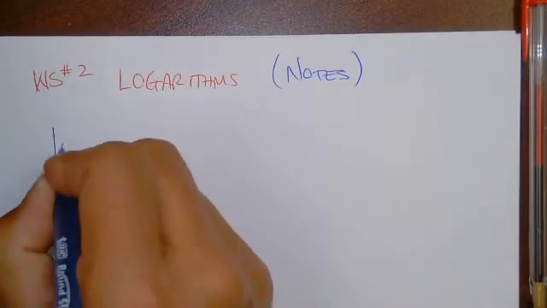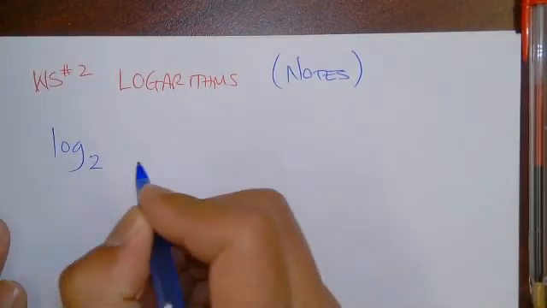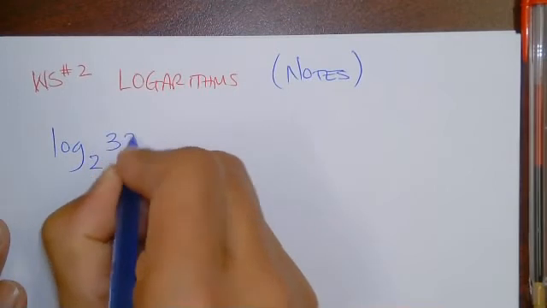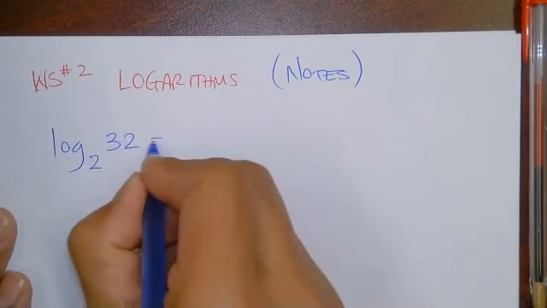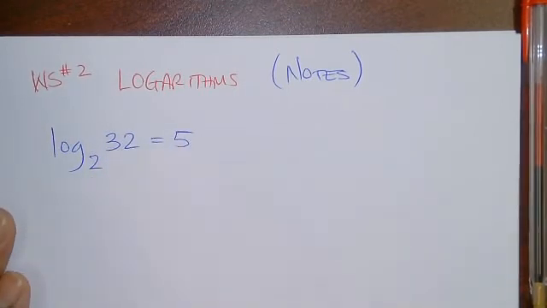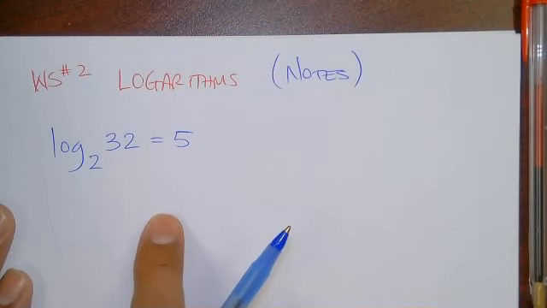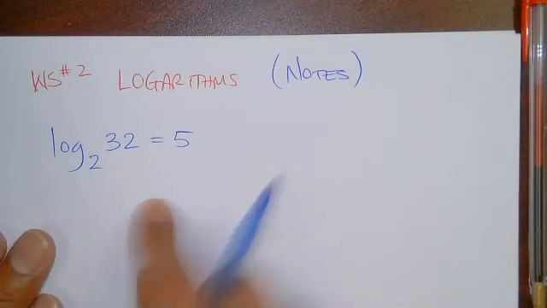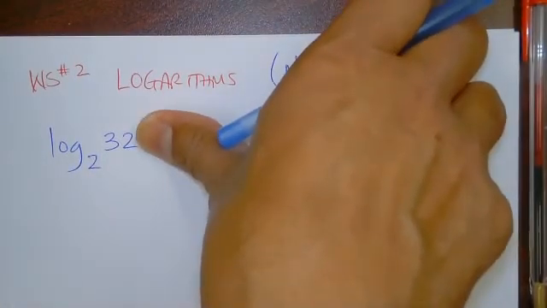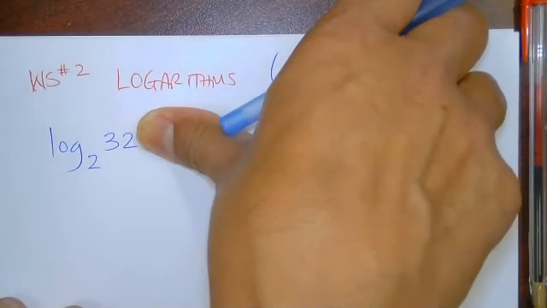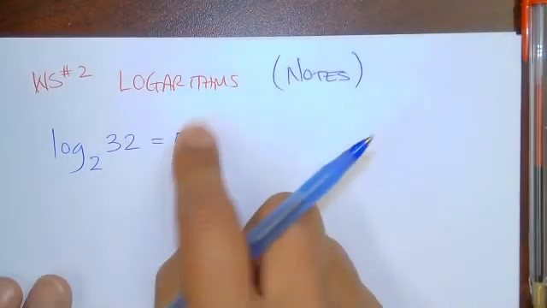If I give you log 2 32 equals 5, I need to have these pieces, right? I need to have these three numbers. I can't just have 2, right? Can I just have 2 like this? No. You got to have all three pieces.